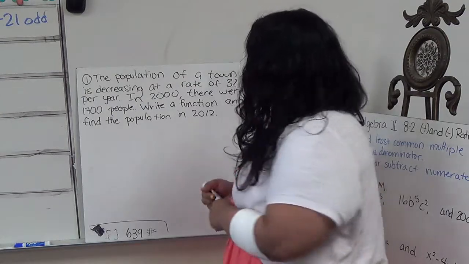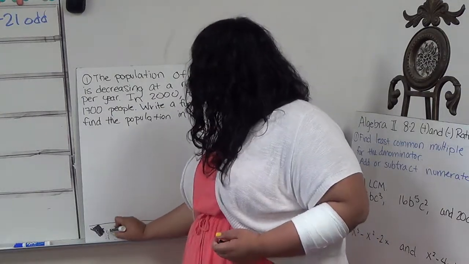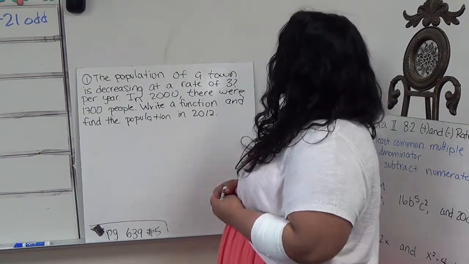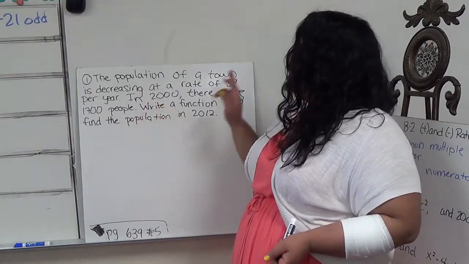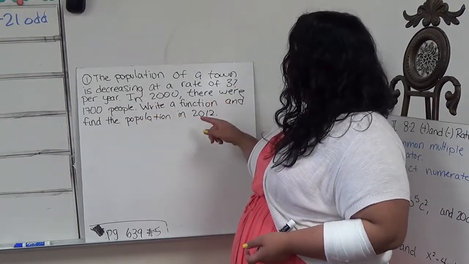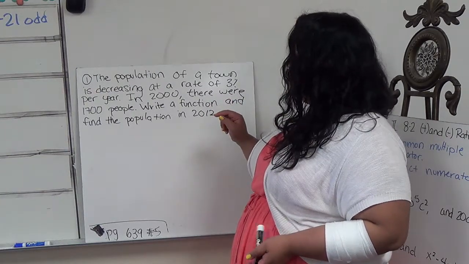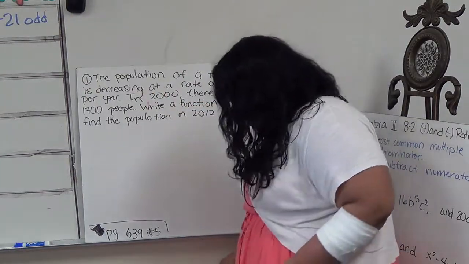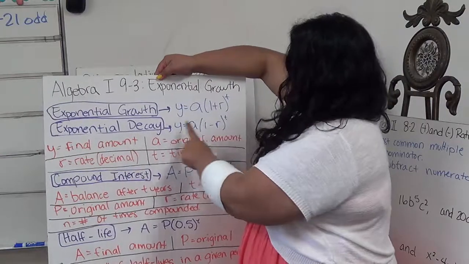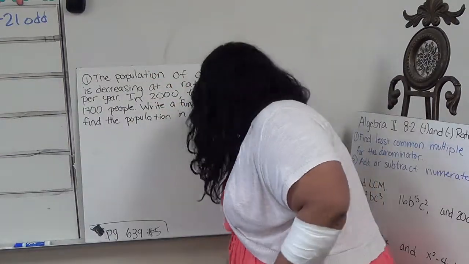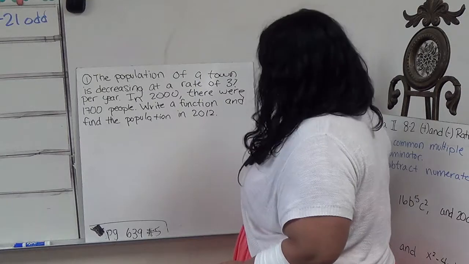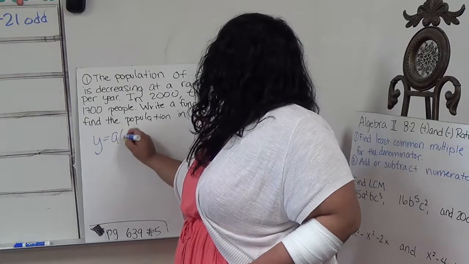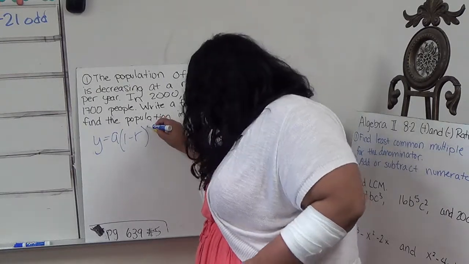On number 1, it says the population of a town is decreasing at a rate of 3% per year. In 2000, there were 1,700 people. Write a function and find the population in 2012. So we're dealing with the population of a town decreasing. We're talking about exponential decay, so that's the equation we're going to be using. And exponential decay is y equals a times 1 minus r to the t.